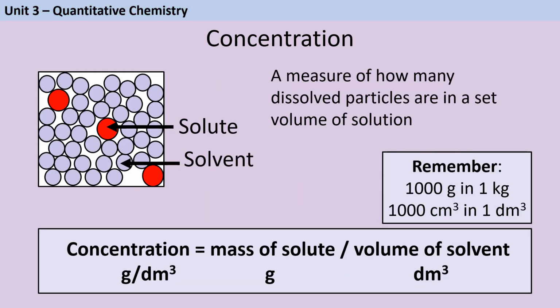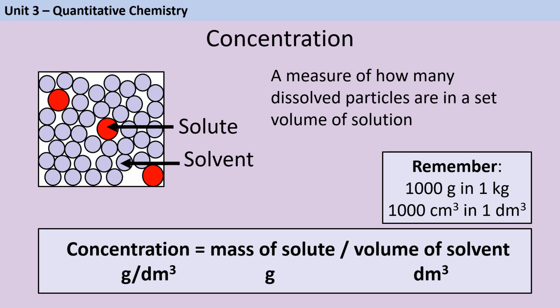Solutions are made up of a soluble substance called a solute, dissolved in a liquid called a solvent. Concentration is a measure of how many particles there are in a set volume of that solution, and we can calculate it by dividing the mass of the solute by the volume of the solvent. This is actually a really easy formula to remember because the units for concentration are going to tell you what calculation you need to do. If you're asked to give concentration in grams per decimetre cubed, you're going to take the mass in grams and divide it by the volume in decimetres cubed.